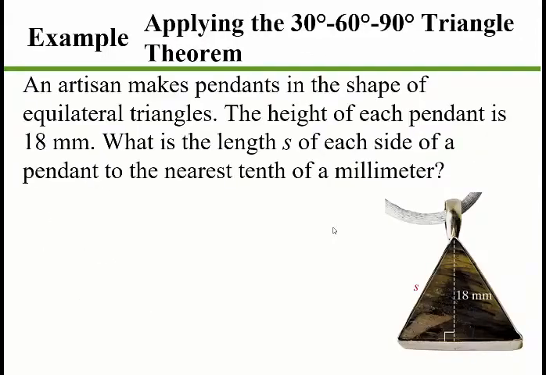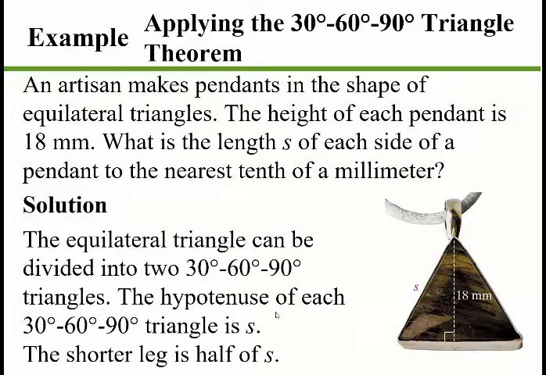All right, let's do another one. And this is a practical example. So an artisan makes pendants in the shape of an equilateral triangle. So an equilateral triangle means all the sides have the same length, or all angles are congruent, excuse me. So the height of each pendant is 18 millimeters. So you can see here, that's the height right here. What is the length S of each side of the pendant to the nearest tenth of a millimeter? So this side, and this side.